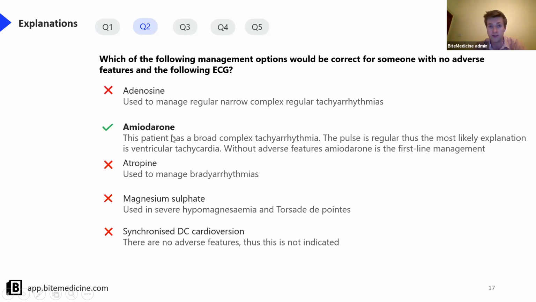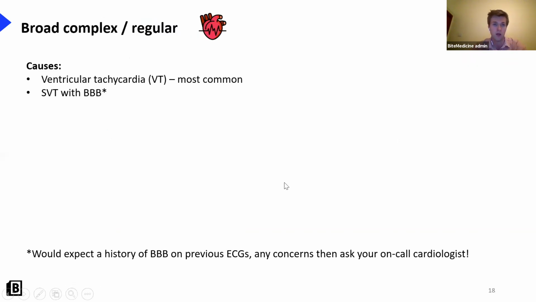So amiodarone, a type 3 antiarrhythmic, blocks those outward potassium currents that are involved in the repolarization of the heart, thus slowing down the rate. So broad complex regular, most common would be VT. It could be that you've got an SVT, so supraventricular tachycardia, i.e. a tachycardia that is arising due to a problem anywhere above the level of the bundle of His, alongside a bundle branch block that would cause your QRS to be widened.